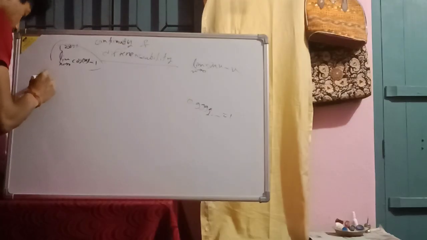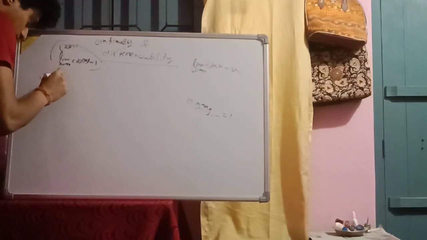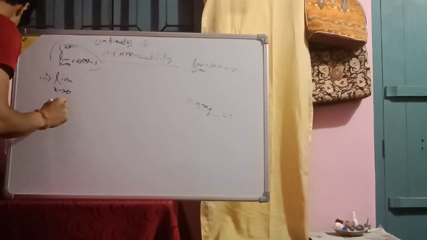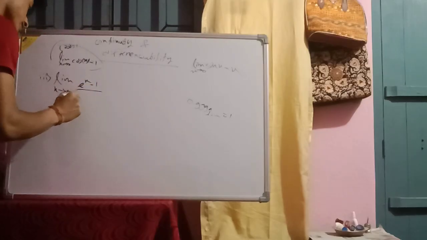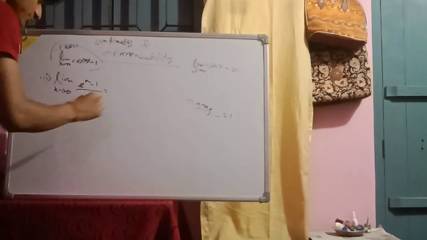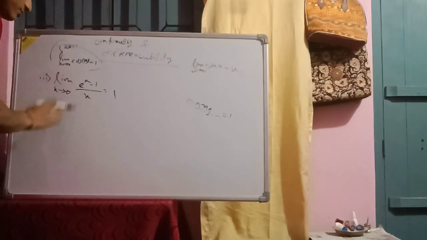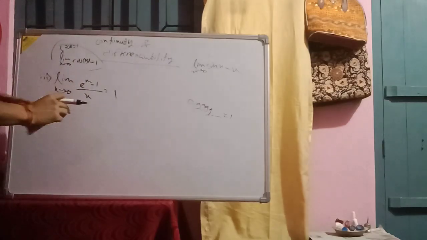A few more we got here. This one says limit of x approaches 0 of (e to the x minus 1) over x. This becomes 1. And you might ask why does this become 1? Because e to the 0 is 1. Anything to the 0 is 1.